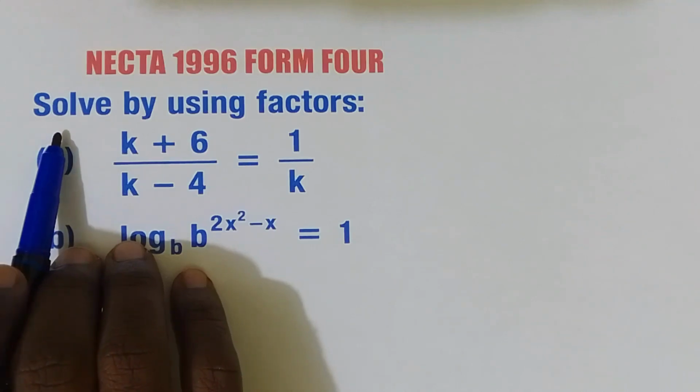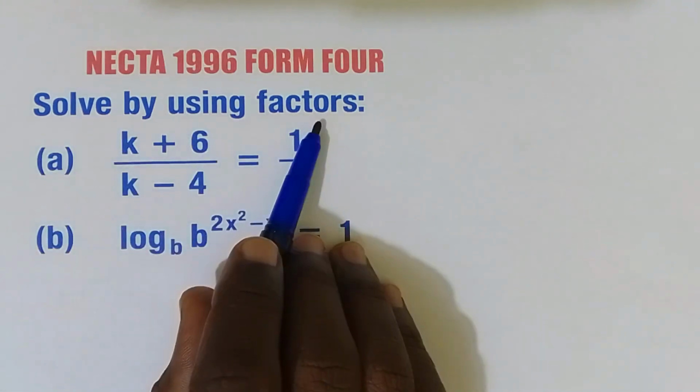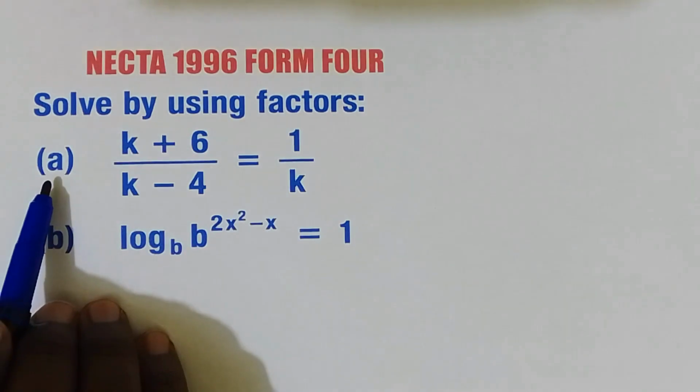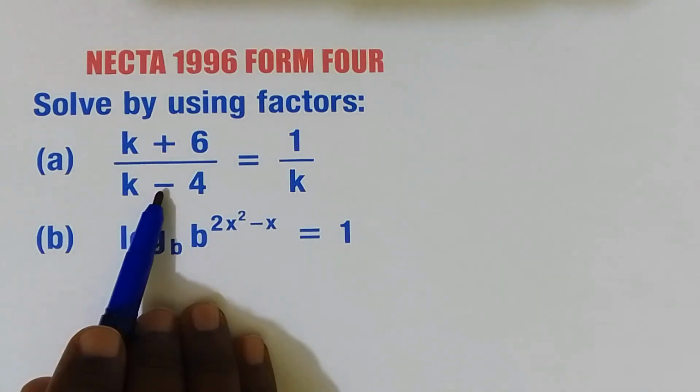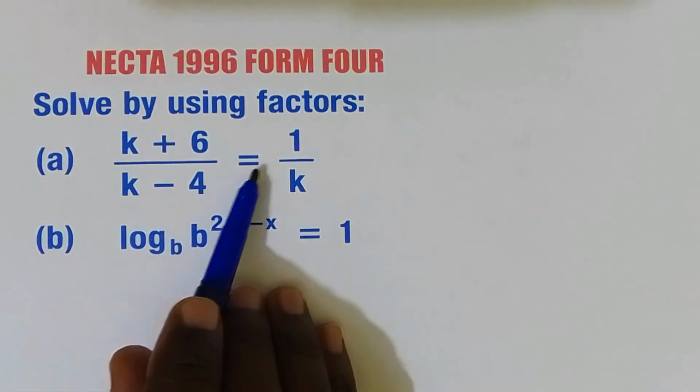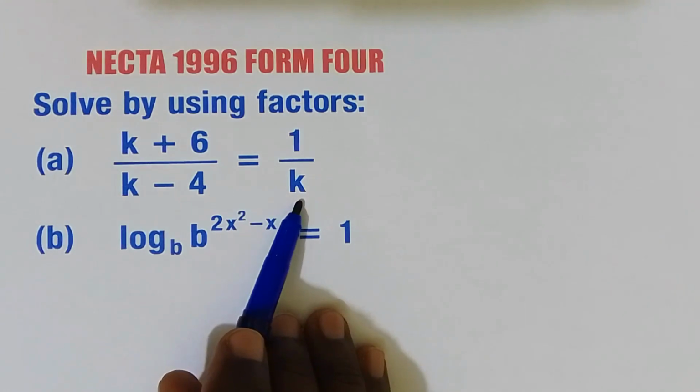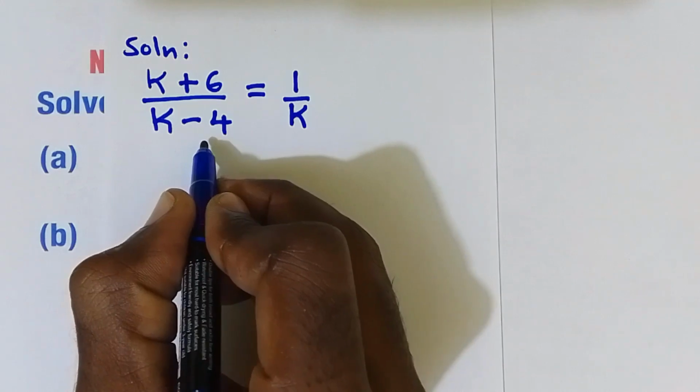The question says, solve by using factors. A, they gave us k plus 6 over k minus 4 is equal to 1 over k. So we need to find the value of k. We need to solve for k.